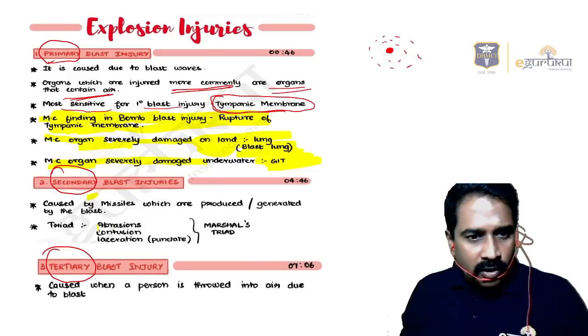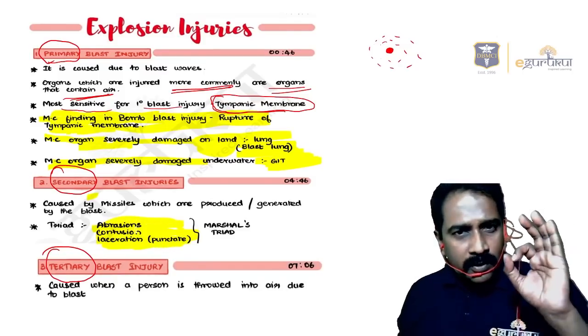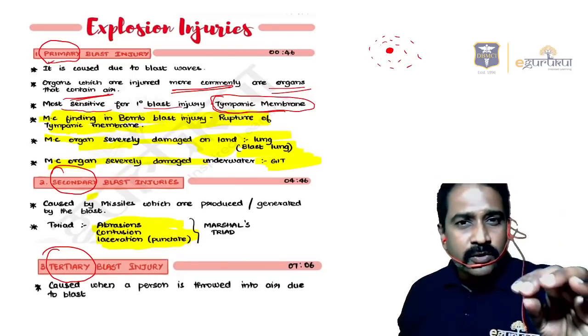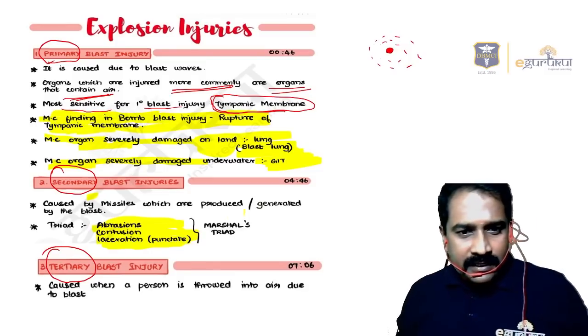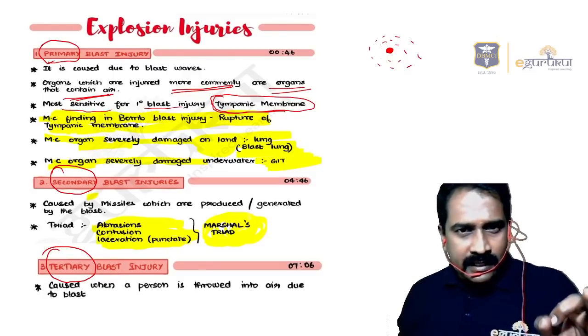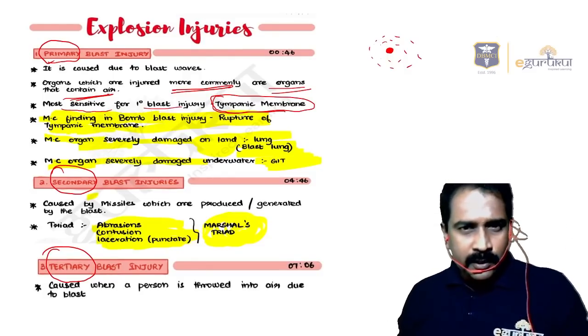So it's a combination of abrasions, contusions, and lacerations. Lacerations are specifically known here as punctate lacerations. So secondary blast injury produces missiles which produce a triad of abrasion, contusion, and punctate laceration. This is called Marshall's triad. Repeated question again. So Marshall's triad is caused by the missiles in the explosion.